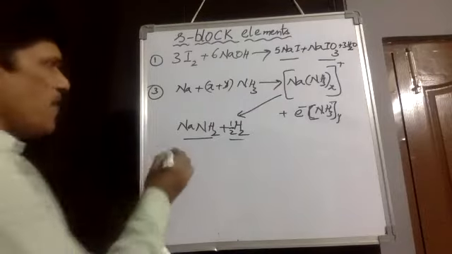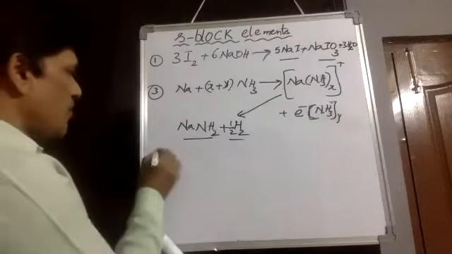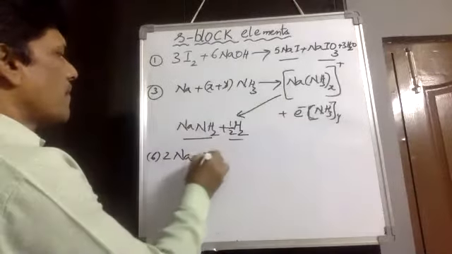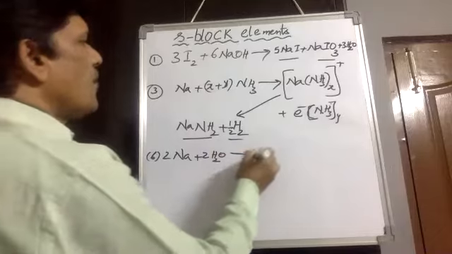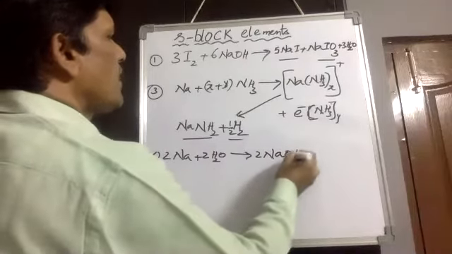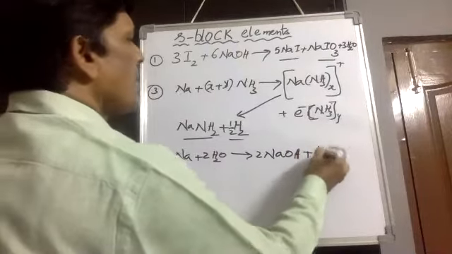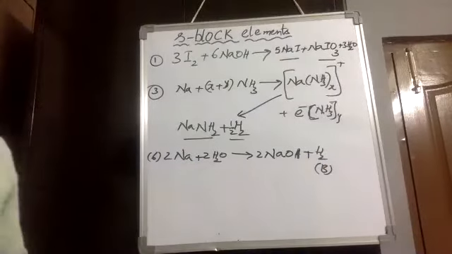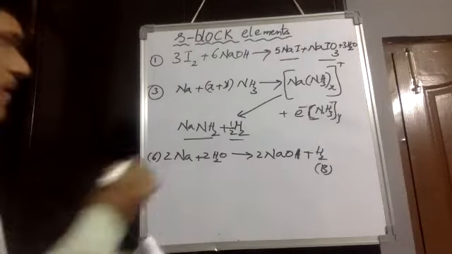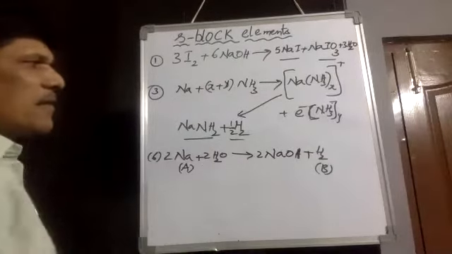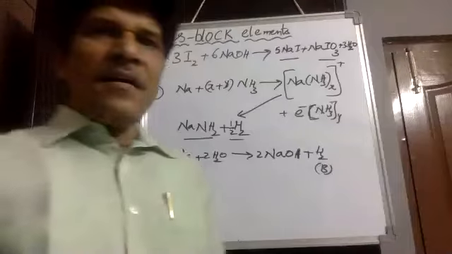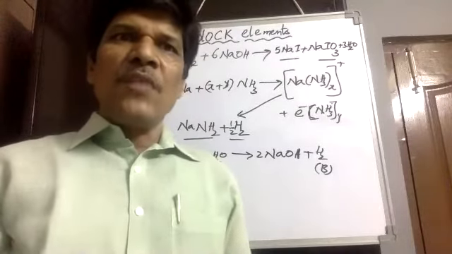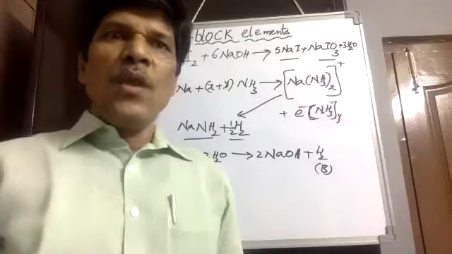Therefore, sodium reacts with water. That is question number 6. Sodium reacts with water and it is converted into sodium hydroxide plus hydrogen gas. That is sodium metal. It reacts with cold water itself. Sodium is lighter than water. It always floats on water, bubbling with the golden yellow flame.